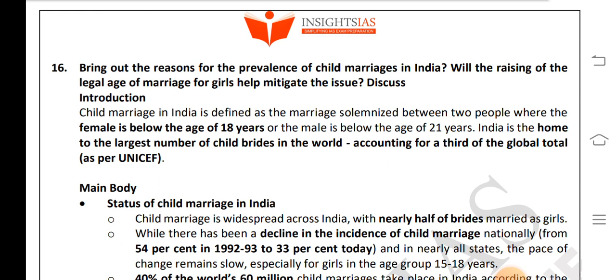Question number 16. Bring out the reasons for the prevalence of child marriage in India. Will the raising of the legal age of marriage for girls help mitigate these issues? Discuss.